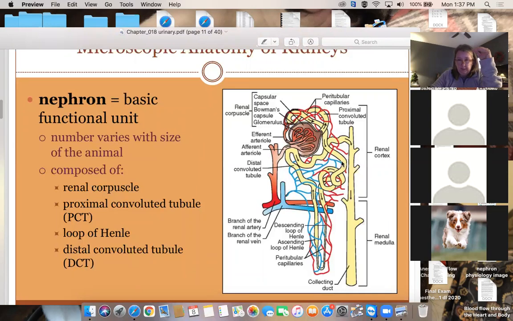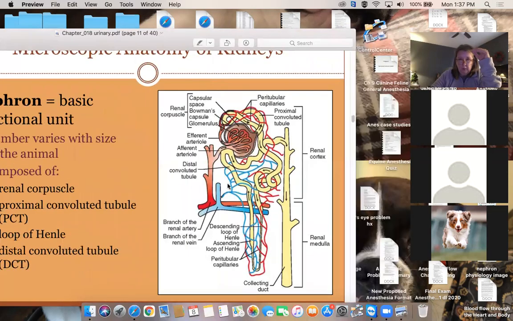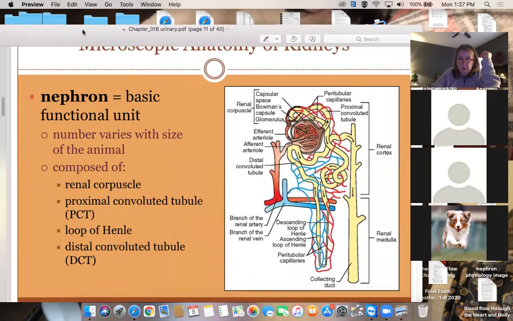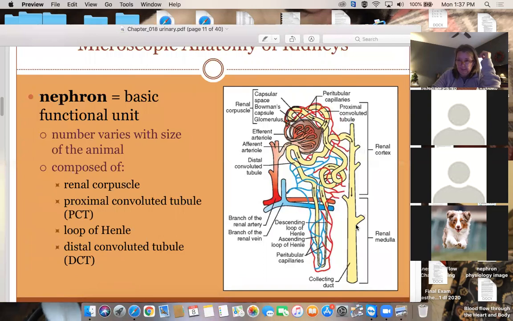Now, if you see on this picture, half of this is in the cortex, half of this is in the medulla. But if you look, that collecting duct dips into the medulla, and that's where all the nephrons, and remember, a cat can have like 200,000 nephrons. So 200,000 of those collecting ducts are emptying into the calyces to the renal pelvis, and then all that urine that all those nephrons made enters the ureter and goes to the bladder. So that's the process of blood being filtered.